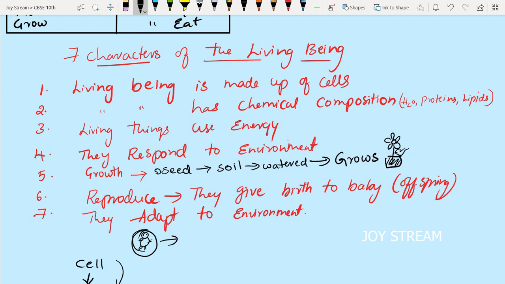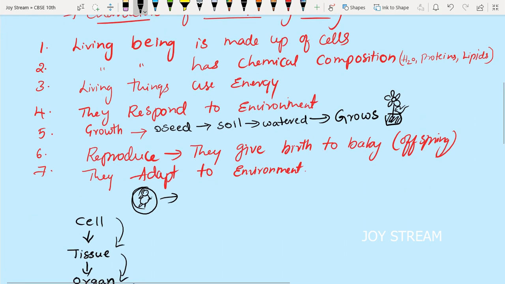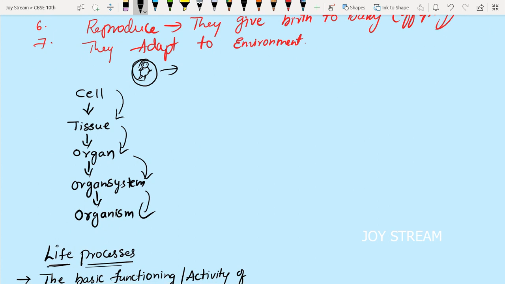Living being is made up of cells. Living being has chemical composition. Living things use energy. They respond to environment. Growth is observed. Reproduction happens. They adapt to the environment. Then look at the flow chart. Cells are composed in the tissue. Tissue is composed in organ. Organ is composed in organ system. This organ system is present in the organism.